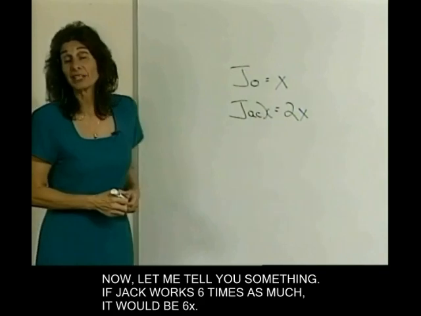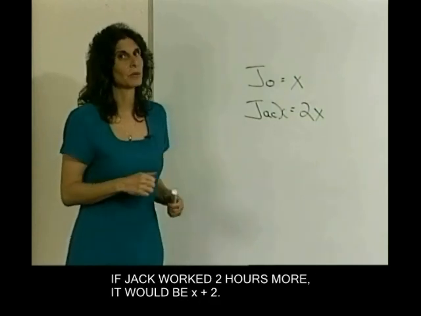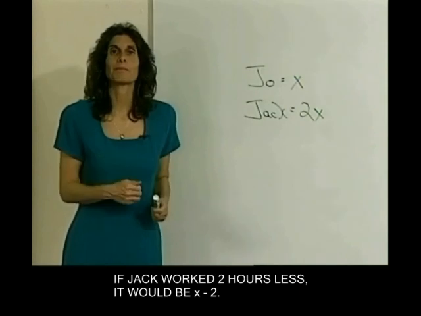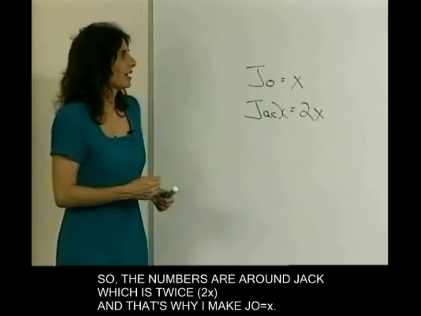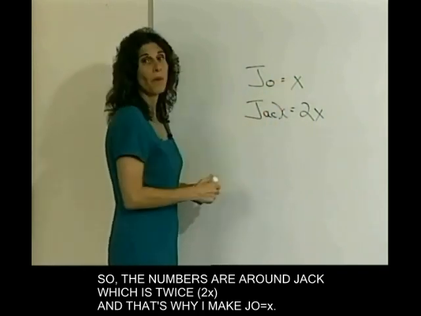Now, let me tell you something. If Jack worked 6 times as much, it would be 6x. If Jack worked 2 hours more, it would be x plus 2. If Jack worked 2 hours less, it would be x minus 2. So the numbers are around Jack with this twice, and that's why I make Joe x.